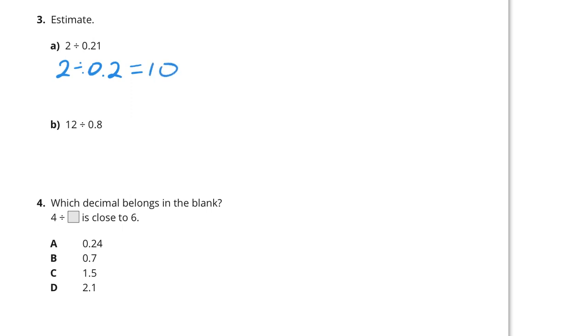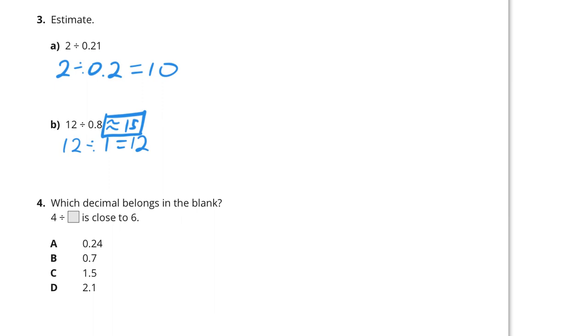12 divided by 0.8 is very close to 12 divided by 1, and this would be 12, but since 0.8 is a little less than 1, it would fit into 12 more times. So this one, I'm going to say just a little bit more, let's say 15. That's going to be my answer right there. That's my estimate.